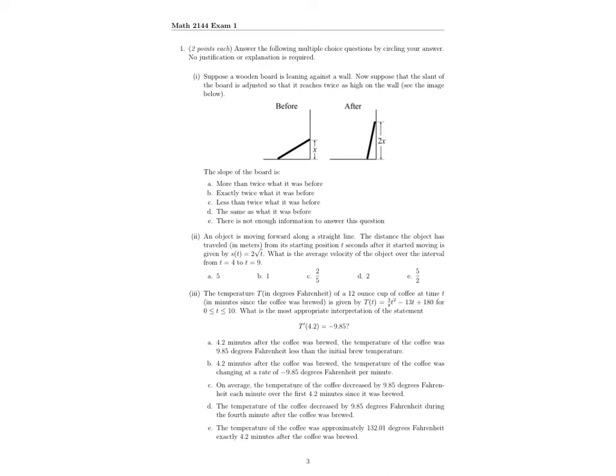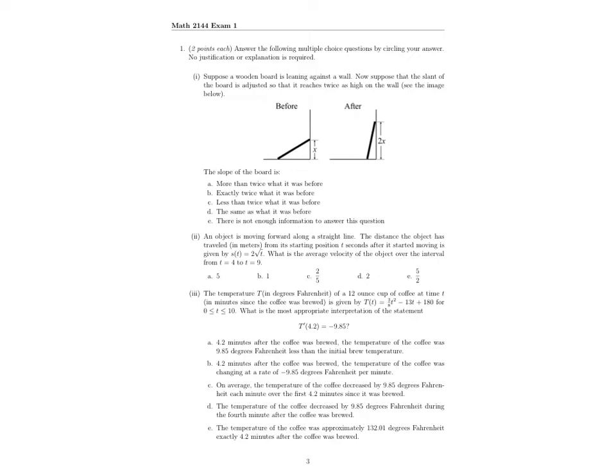So if I look at part I, the first part, I have a wooden board leaning against a wall. Supposing the slant of the board is adjusted so it reaches twice as high on the wall. Then it's asking about the slope of the board. So we can see that the height of the top of the board is doubling. So the question is, what does that mean about the slope?